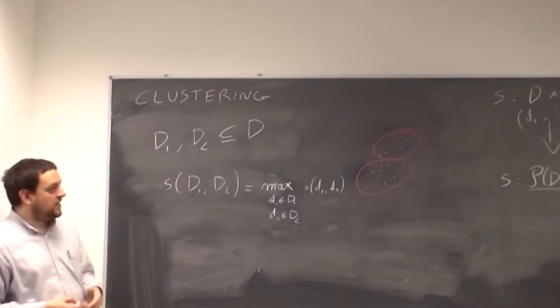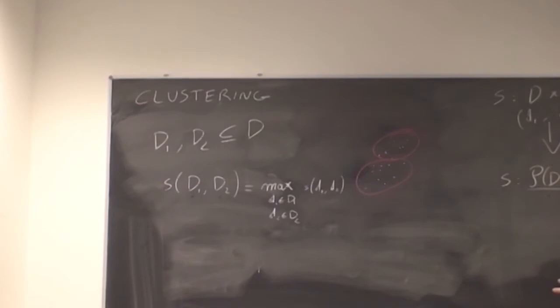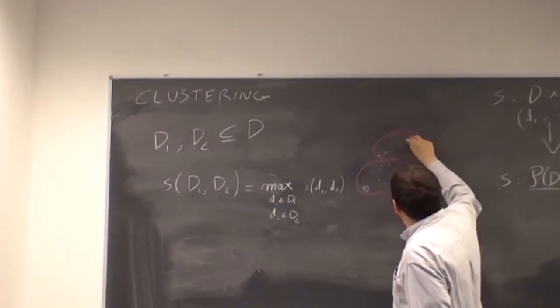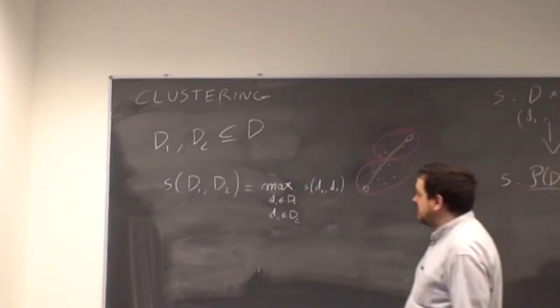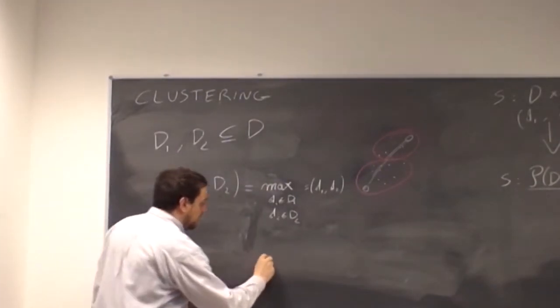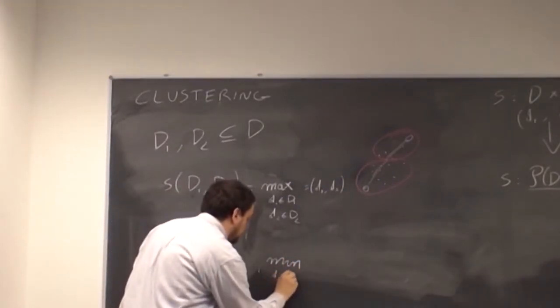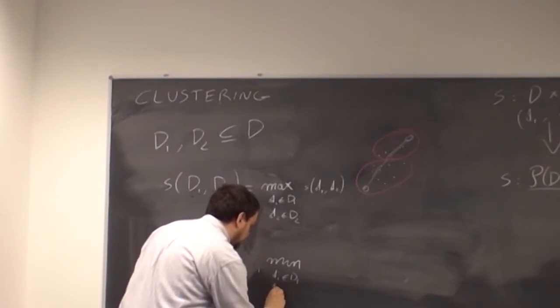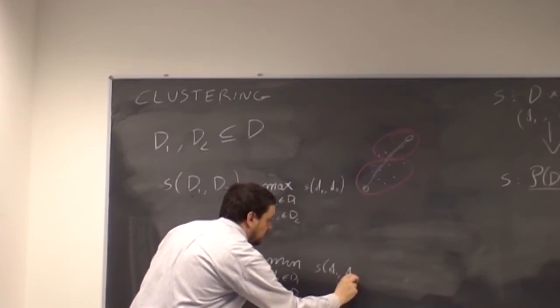Or you can decide that two sets are as similar as the most dissimilar elements. So you take the two elements as far as possible in the two sets and you define that as set similarity. So instead of this, another definition can be the minimum, for d1 in the first set and d2 in the second set, of the similarity between d1 and d2.